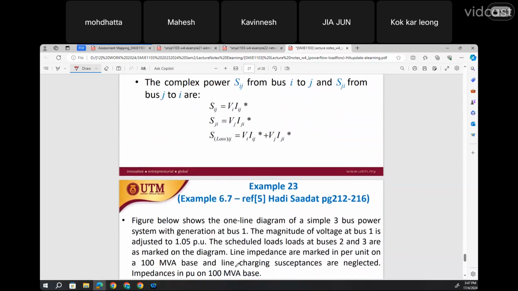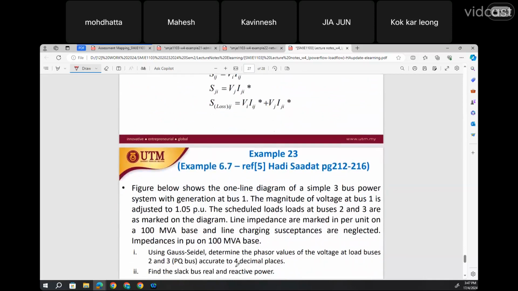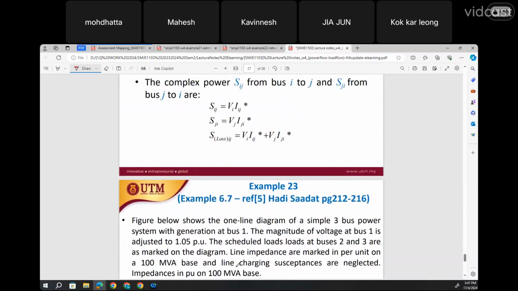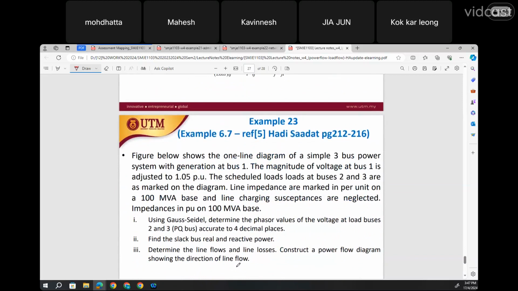I think I'm going to skip this one. We go straight to the example and see what the important elements are that we need to know in order to solve using Gauss-Seidel. Consider this example. You can refer to it in my reference number 5, Hadi Saadat, pages 212 to 216. I believe you have never been to this page before.